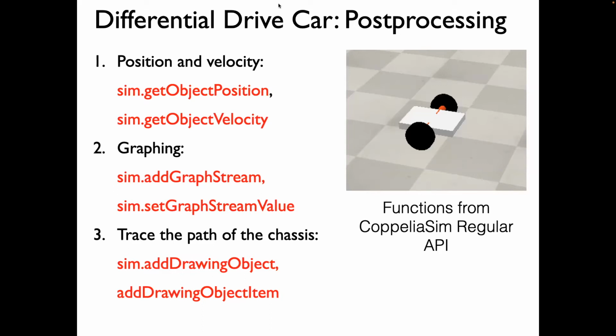In this video, we'll see how to get the position and velocity of the car, in this case of the chassis, using these two commands. Then I'll show you how to graph the velocity using these two commands. Finally, I'll show you how to trace the path of the chassis on the screen so that it's good for visualization using these two commands.